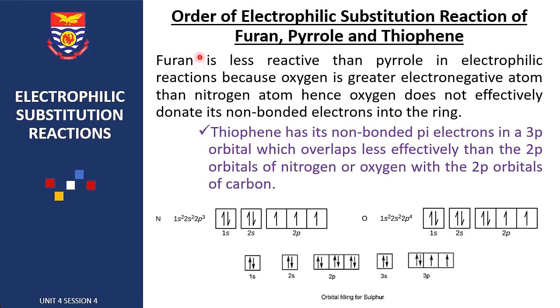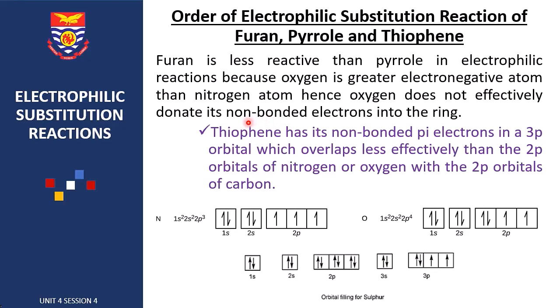Now, furan happens to be less reactive than pyrrole towards an electrophile because oxygen is a very highly electronegative atom compared to nitrogen. As a result, oxygen does not effectively donate its non-bonding electrons into the ring. So between furan and pyrrole, oxygen does not donate its electrons easily into the ring, making the ring electron rich. So it makes furan less reactive than pyrrole.